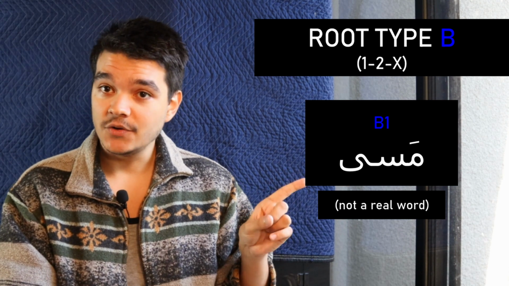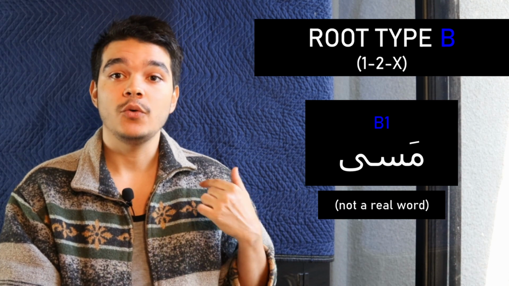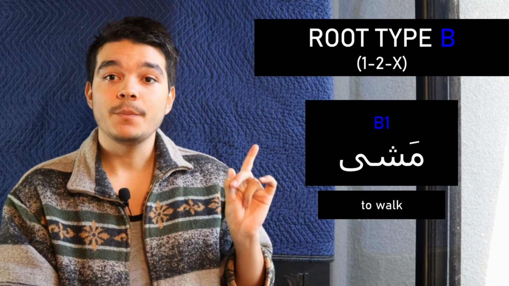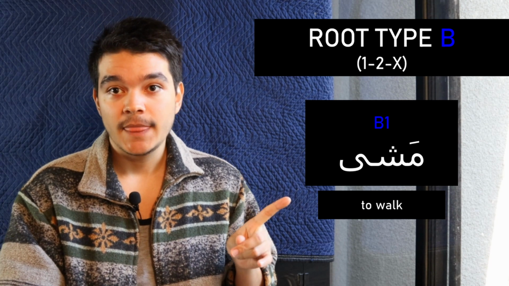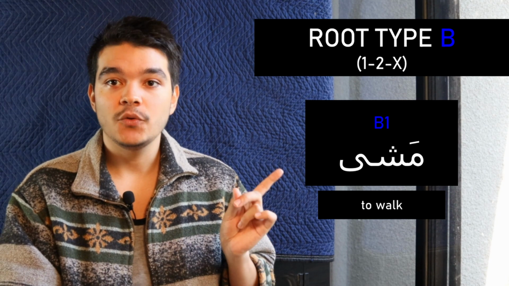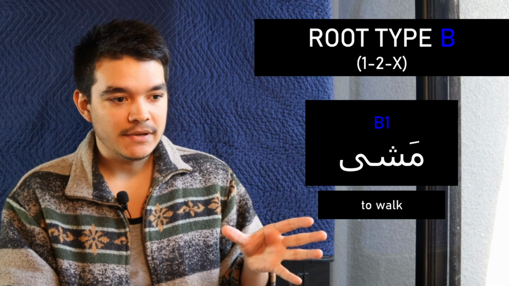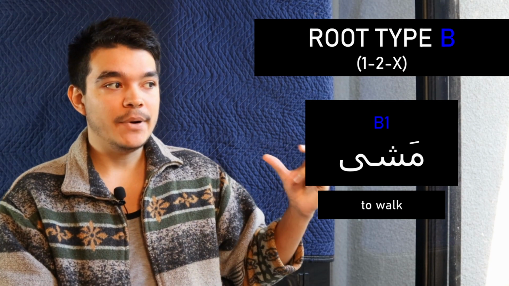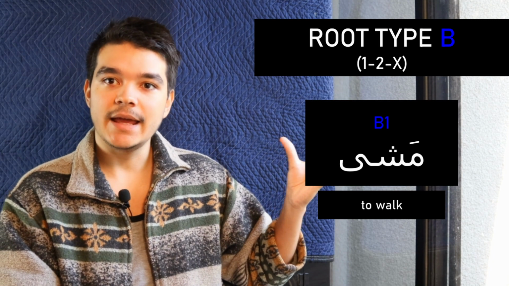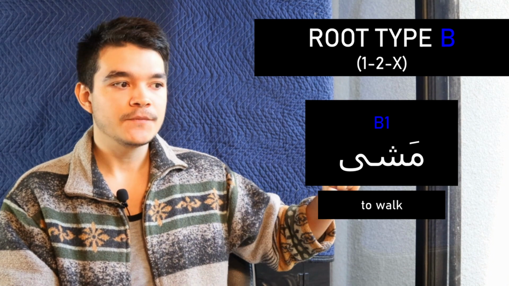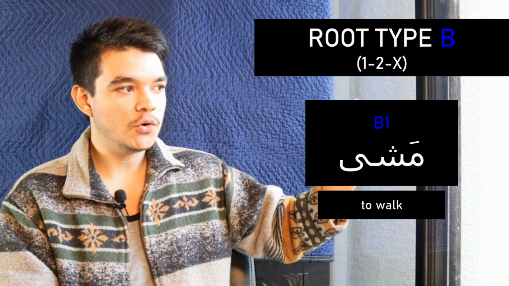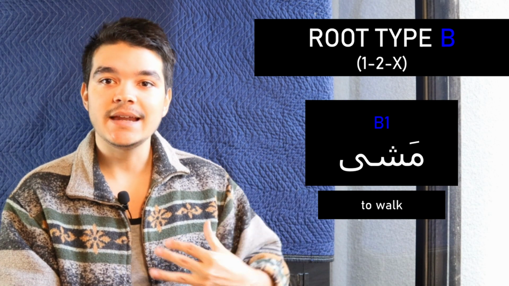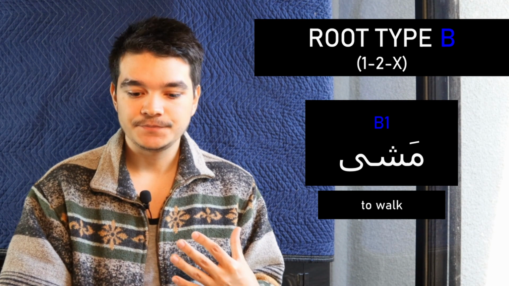Well, it looks a little bit like something that I've seen before, which is masha. So masha means to walk, and masha is a B1 verb. What does that mean? Well, what it means is that it's missing the last letter, but it's like an A1 verb because it's fatha fatha. It's just that the last letter is missing, so the second fatha gets extended as an alif maksura.